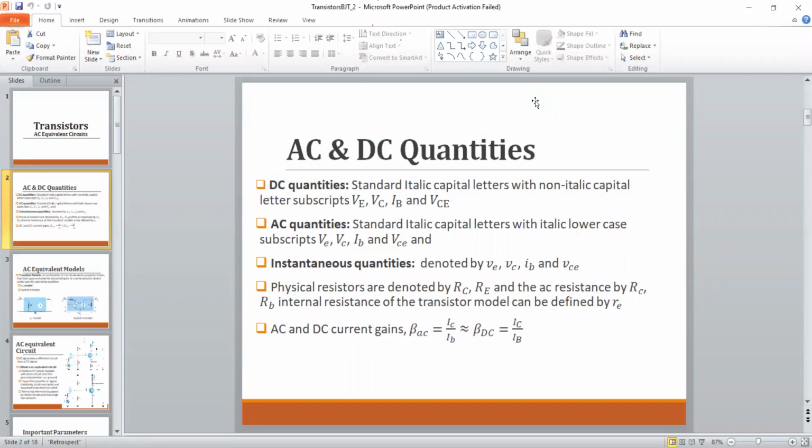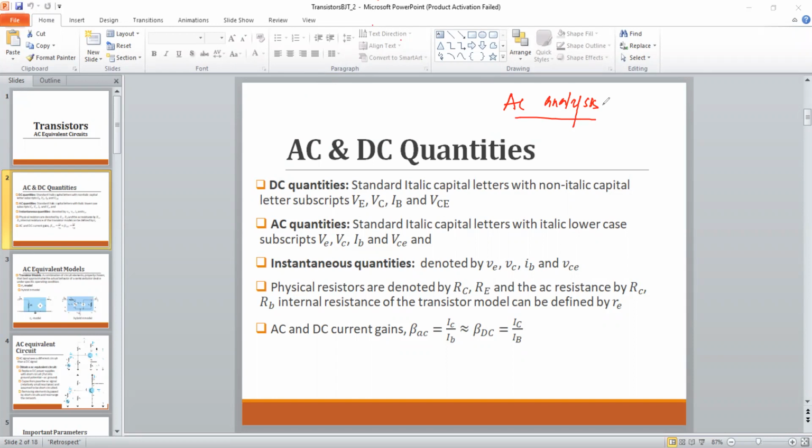Okay, next topic is actually the AC analysis. So this basically covers the AC analysis. So we already discussed the DC analysis of the transistor.